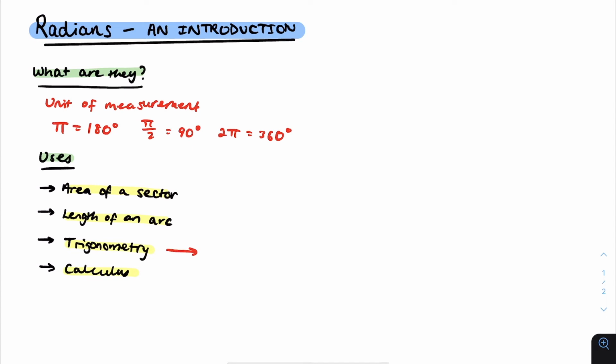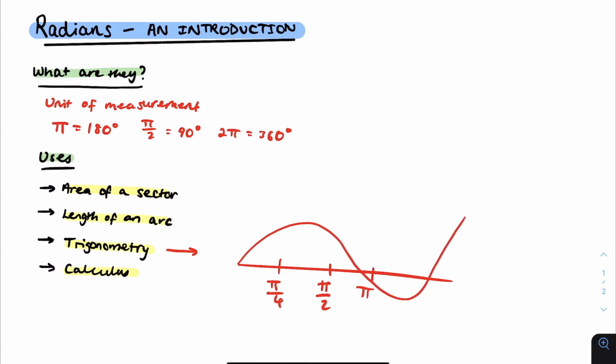Then trigonometry, of course, is used everywhere. Trigonometry is literally about angles. You can obviously replace degrees with radians. And when you have a scale like this, you can set it into intervals like pi over 4, pi over 2, pi, etc., and then draw your, I don't know, sine curve or something. So it's definitely usable in trigonometry.